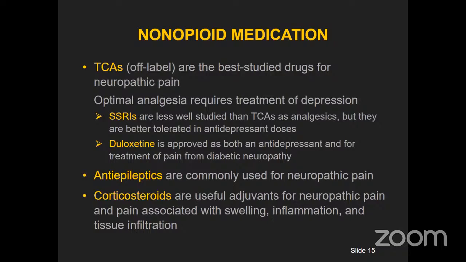Optimal analgesia requires treatment of depression. SSRIs are less well studied than TCAs as analgesics, but they are better tolerated in antidepressant doses.